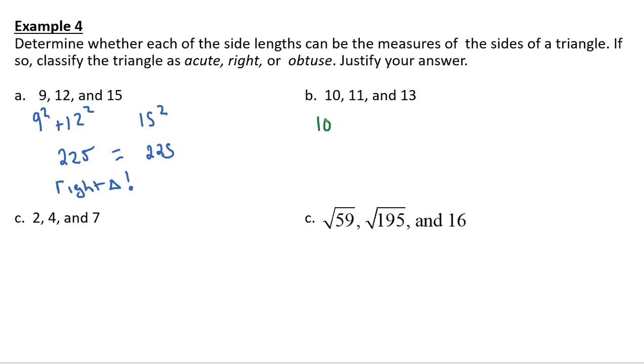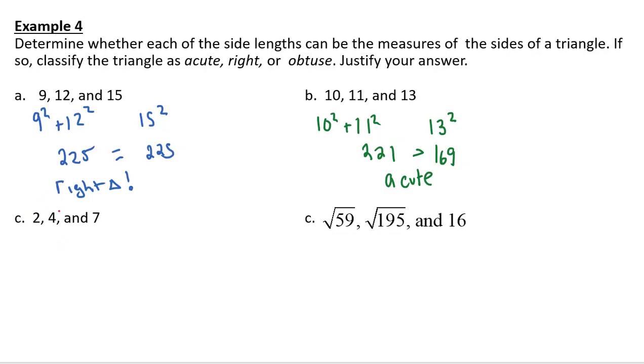So the sum of the squares of the two smaller sides, how does that relate to 13 squared? 13 squared is 169. This other side is 221. So c squared is less than, we are acute. The third one.